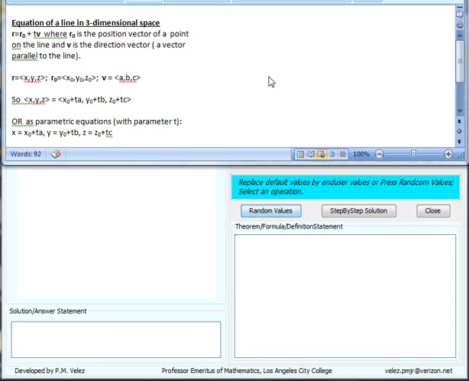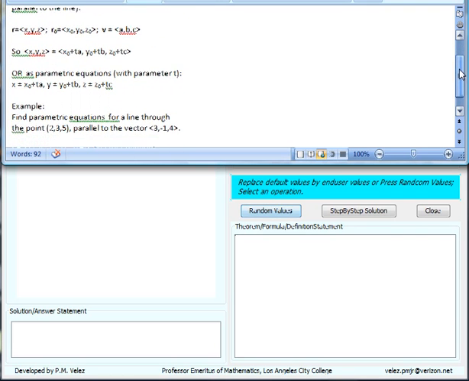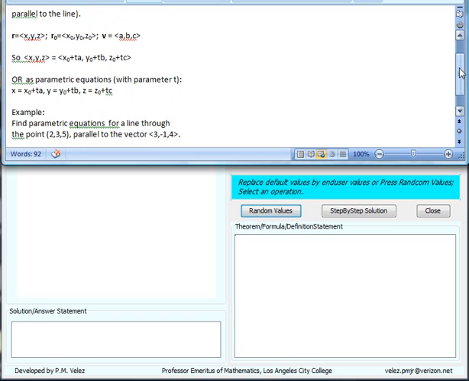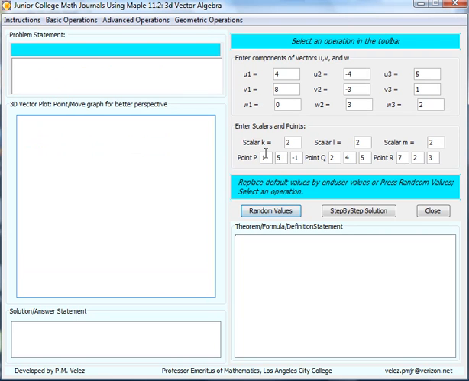Okay, let's look at an example, and we'll look at it on our Maple applet so that we can see what's actually happening when we do this in space. Okay, so we're going to find parametric equations for a line that goes through the point 2, 3, 5, parallel to the vector 3, negative 1, 4. So we're putting in our point, which is 2, 3, 5, and our direction vector is 3, negative 1, 4.